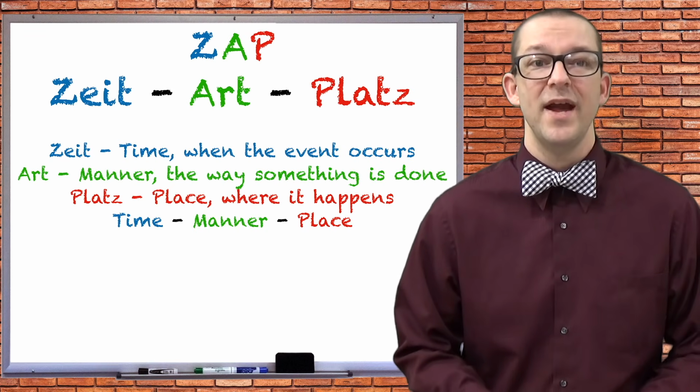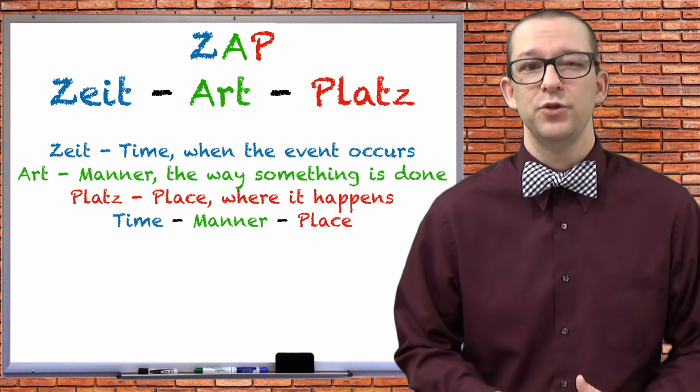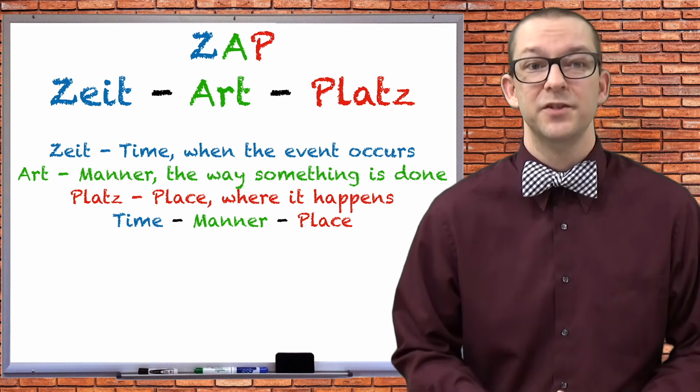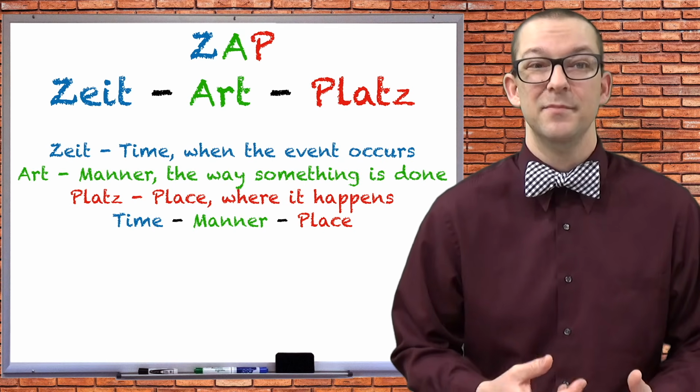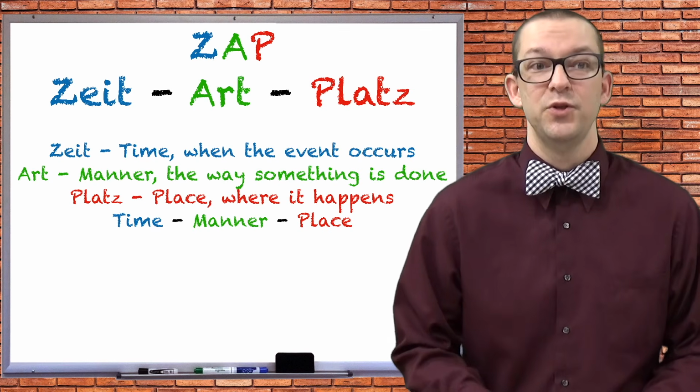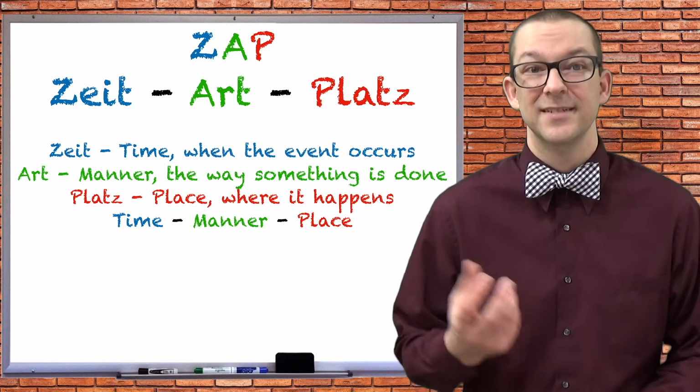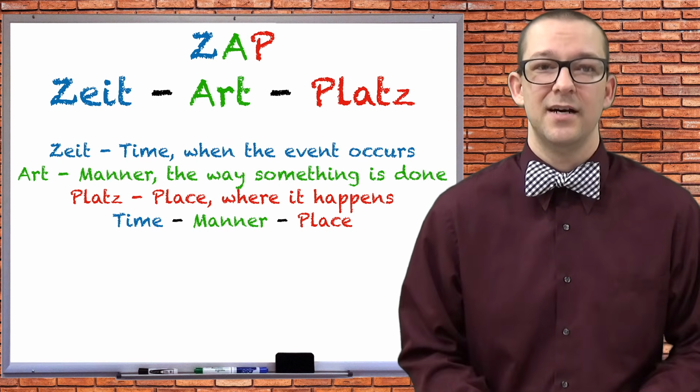Ort refers to the way that something is done. In English, it's usually translated as manner. This can be a mode of transportation or a means of accomplishing something. This is definitely the most vague part of today's lesson, but it's usually a good assumption that if something is neither Zeit nor Platz, it's probably Ort.